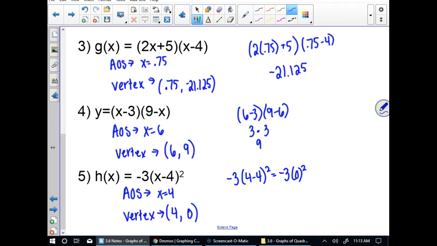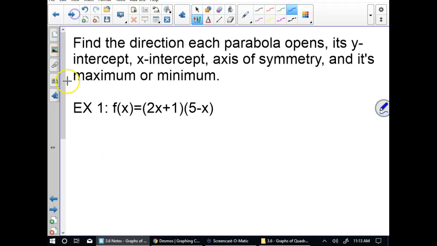All right, almost there. All right, we need to put it all together. So we need to find the direction each parabola opens, its y-intercept, its x-intercept, your axis of symmetry, and its maximum or minimum points. Okay? Let's sketch a graph.